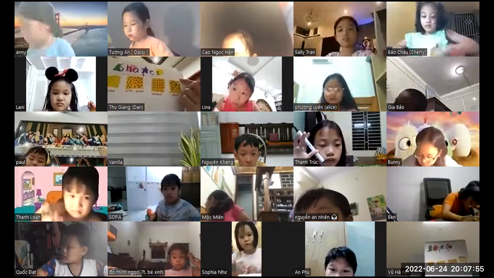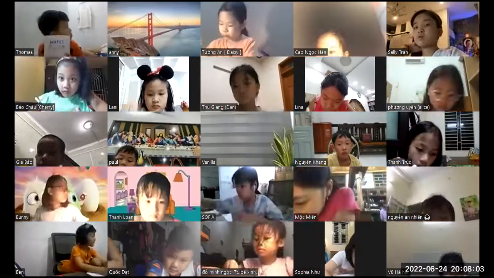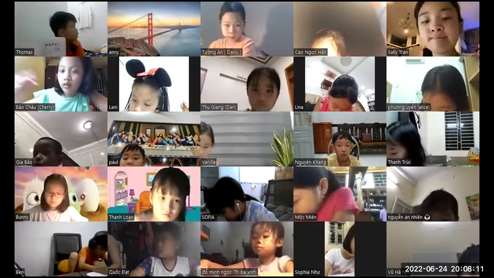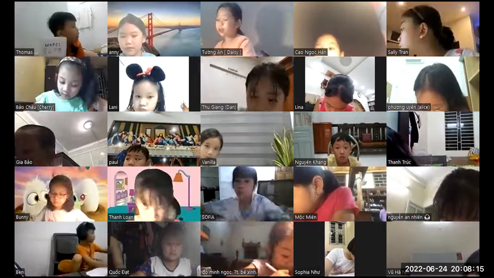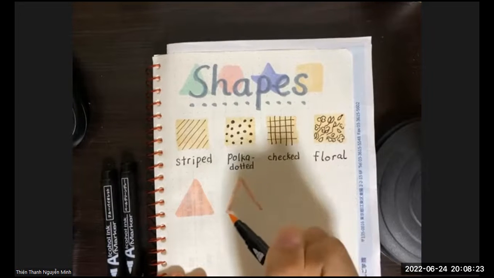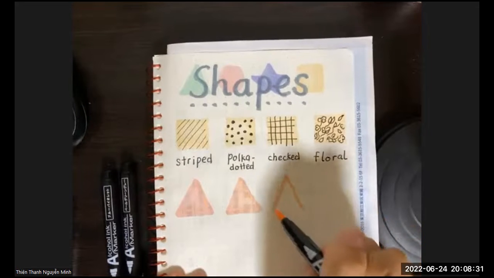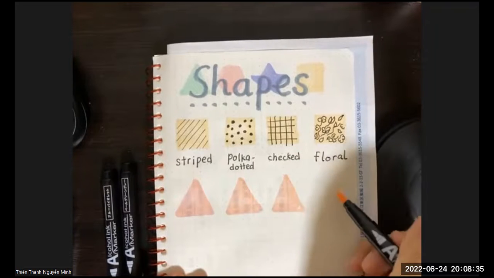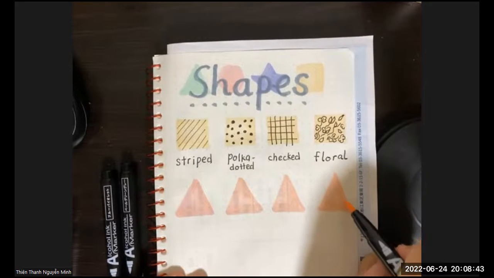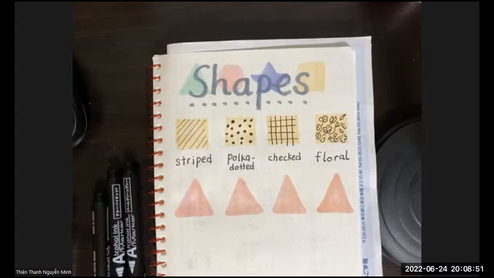So now we will draw four triangles. A triangle has three sides. So everyone, what color is this triangle? Pink. You see? Yeah, it's pink. Triangle, right? It's one. Four triangles. Yeah, this is the triangle, right? What looks like a triangle, everyone?